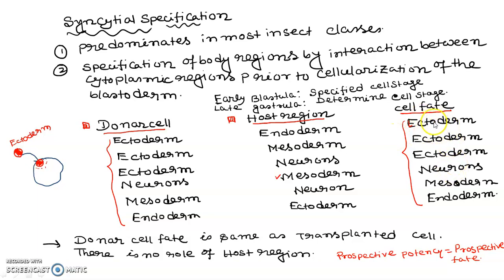See that the fate of the cell is almost equal wherever the donor cell is. Look at the donor cell and look at the cell fate. Whatever the host region is, it cannot interfere with the donor cells. So the donor cell fate is the same as the transplanted cells, and there is no role of the host region here. So we can say that prospective potency equals prospective fate.